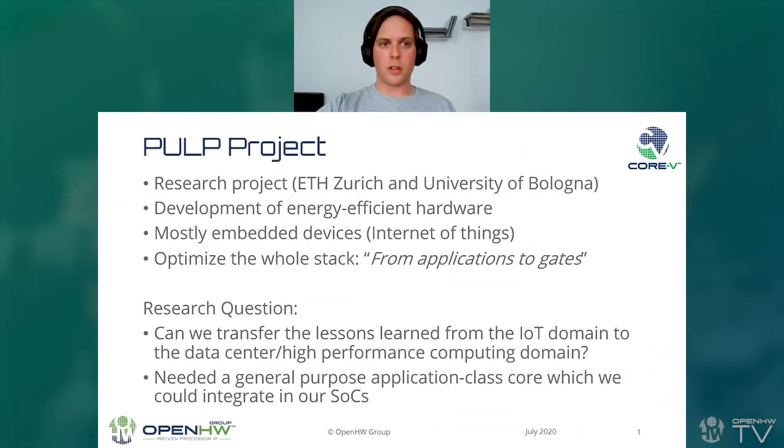We're going to talk about CVA6, formerly known as Ariane, the 64-bit application class core. As Davide briefly mentioned, the core originated from the PULP project, a research project from ETH Zurich and University of Bologna. The main goal was to develop energy-efficient hardware and processor IPs. We started off with mostly embedded devices for the Internet of Things.